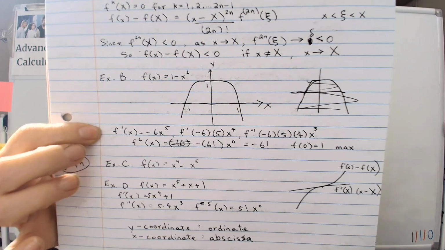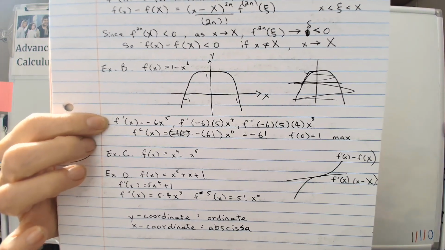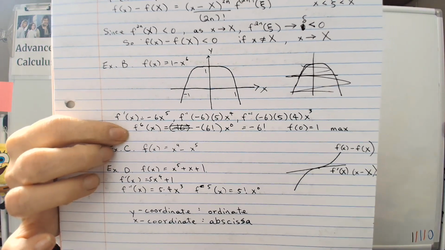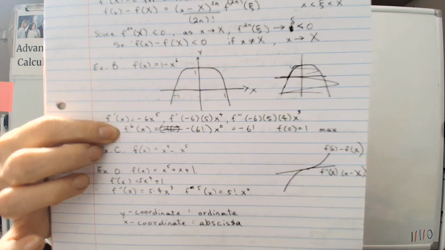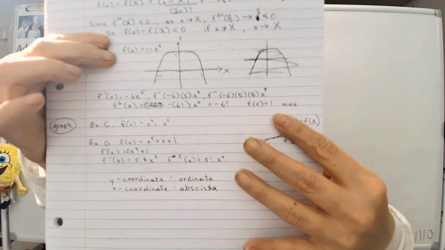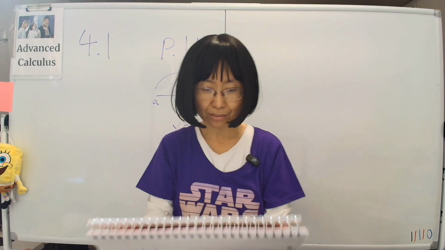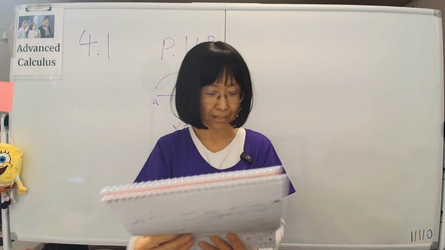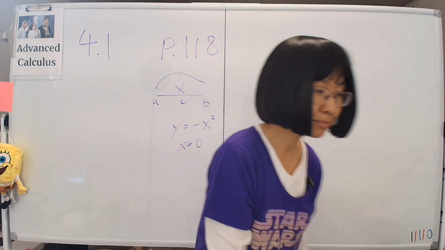So for f prime, we calculate all the derivatives up to the sixth one. Finally, that is not 0, and then that will give you something about f(0) equal to 1 being the maximum. So please do that yourself as well. And so next, let's look at example C, a similar matter.